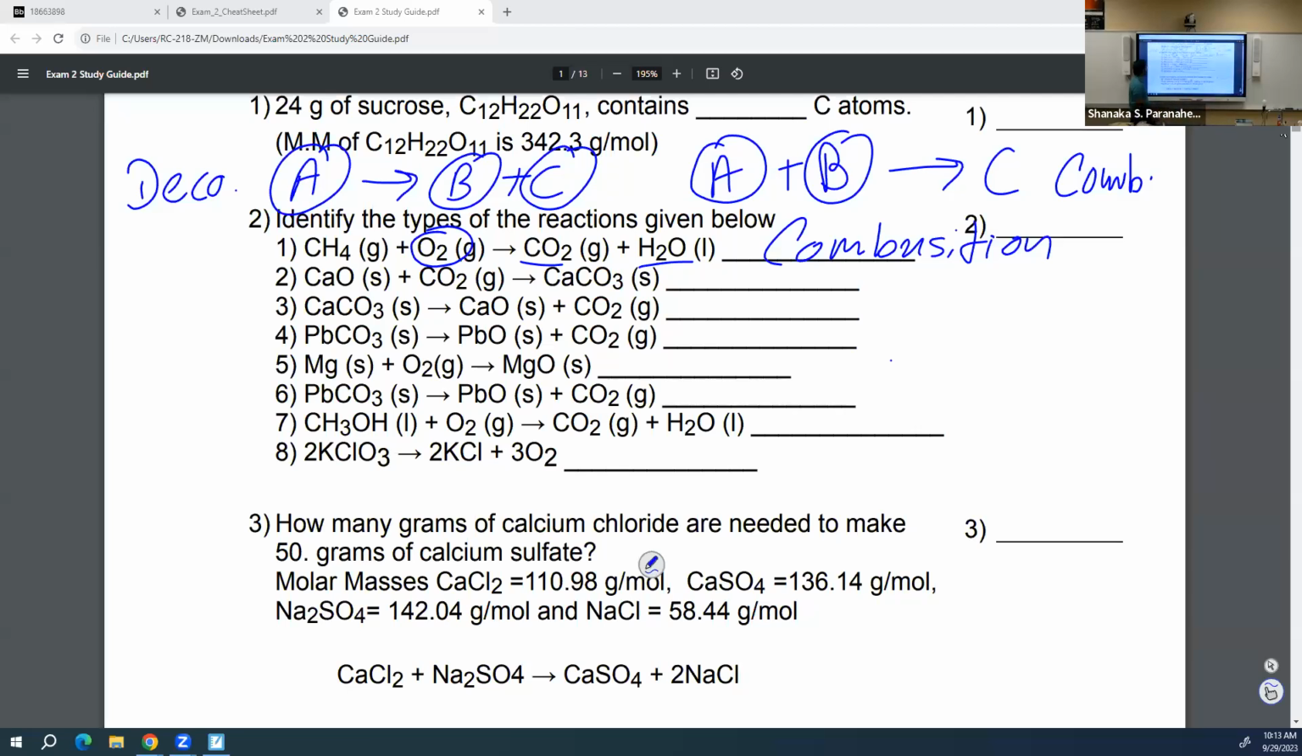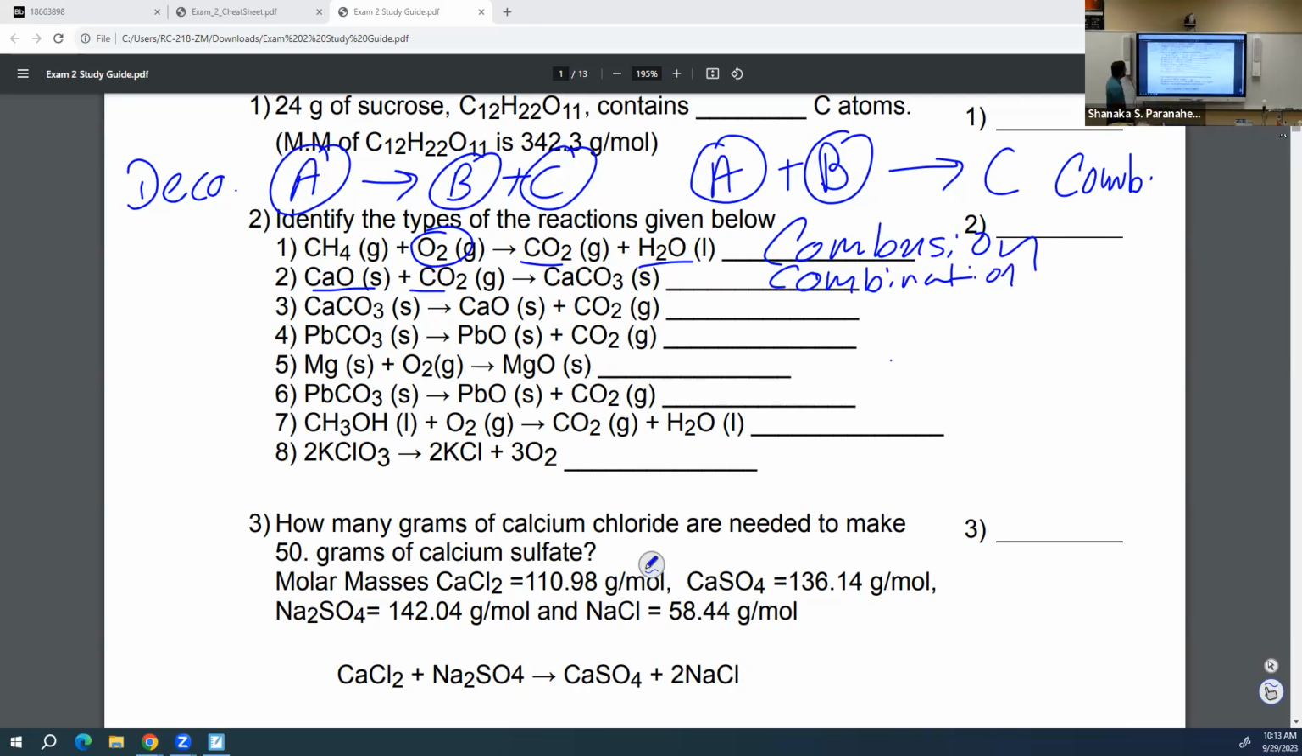Okay. Next one. Okay, so now I have explained all 3 types of reactions. Is it combination, decomposition, or combustion? Yes, so we have 2 reactants, 1 product. It's going to combine. It's combination.